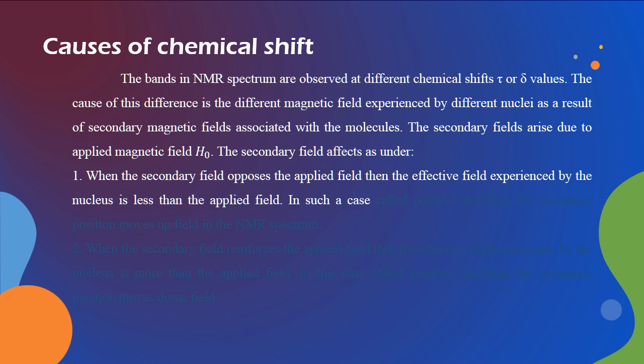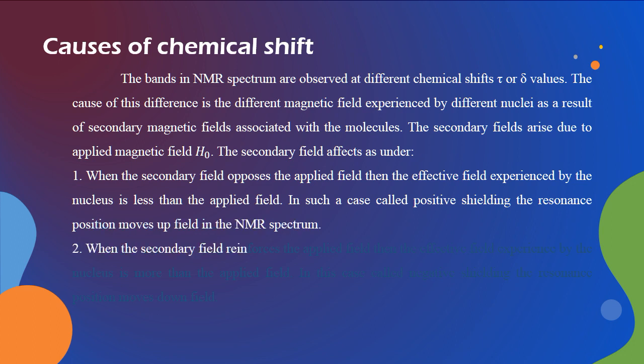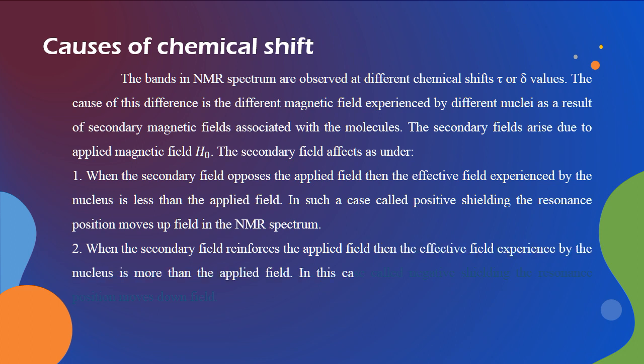In such a case, called positive shielding, the resonance position moves upfield in the NMR spectrum. When the secondary field reinforces the applied field, then the effective field experienced by the nucleus is more than the applied field. In this case, called negative shielding, and the resonance position moves downfield.